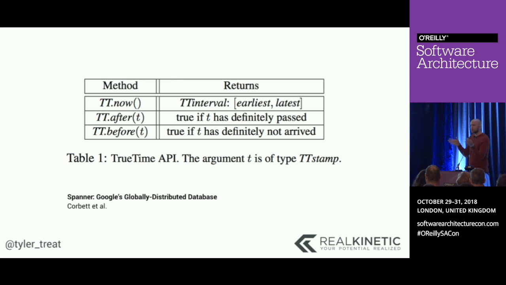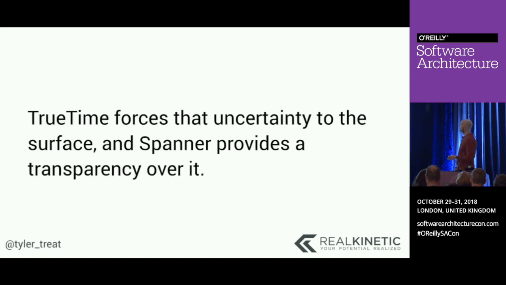And what that tuple represents is a range or duration in time in which now is likely to fall within. And so what TrueTime then does is it tries to minimize that range to the point that it's actually a practical thing that we can build real systems with. And so TrueTime forces that uncertainty to the surface, and then Spanner provides a transparency over it. And so as a user of the Spanner database, I don't have to worry about the TrueTime details.